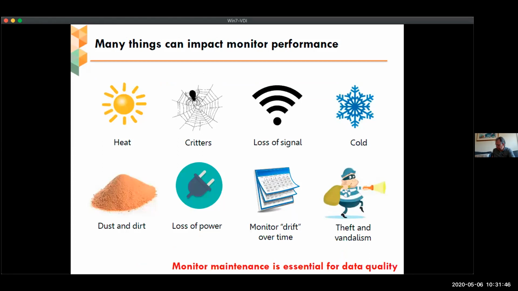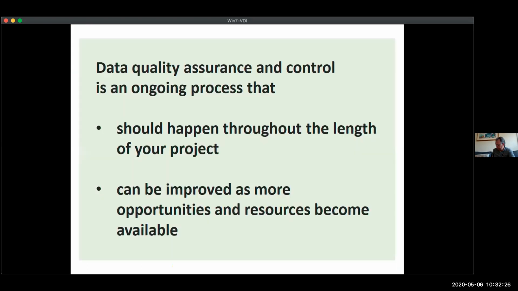There's a lot of things that can impact your monitor's performance. So in Imperial, there were a lot of really hot days during the summer. Sometimes there were bugs and critters that could crawl into the monitor box, a loss of internet. At nighttime, it could be really cold. As mentioned earlier, there's a lot of dust and sandstorms that could happen, a loss of power. A monitor can age over time and it won't be as reliable as it was before. So you want to think about drift, and you also want to think about theft and vandalism. And you want to make sure that you're maintaining the monitor on a regular schedule. So implementing a monitor maintenance plan is really important as well.